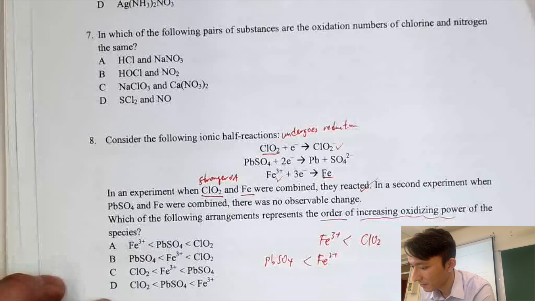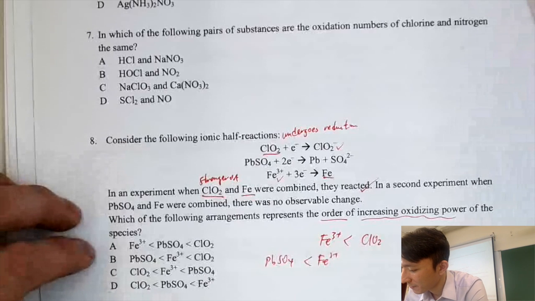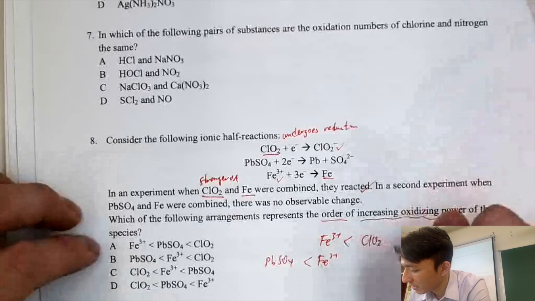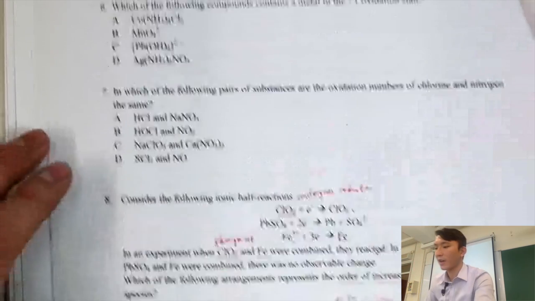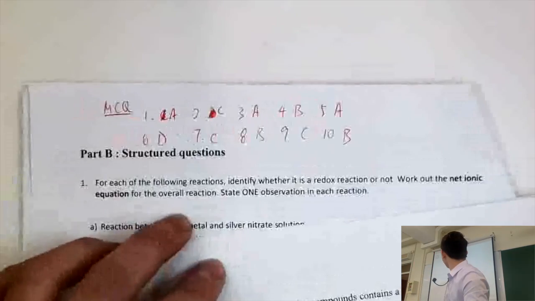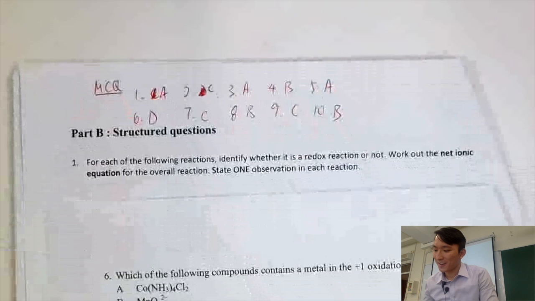Did I make it wrong again? Yes, this is the increasing oxidation, so this was strongest. So it should be B. What did I choose? B, okay, correct. Oh, I tried to be so, what, okay.